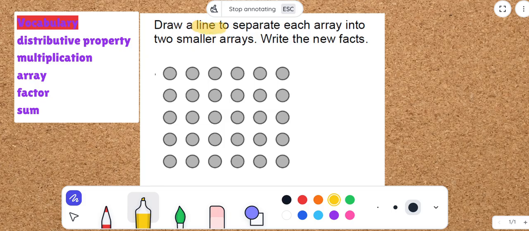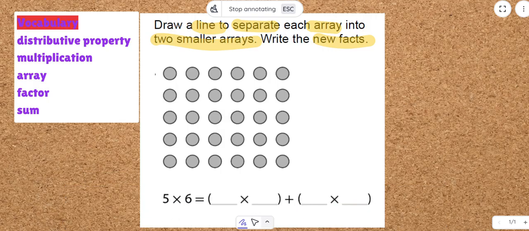So we're drawing a line. We are separating the array into two smaller arrays, and then we're going to be writing two new facts. Okay. All right. So it says 5 times 6. So blank times blank plus blank times blank. We can do this in all different types of ways. Everyone's probably not going to have the same answer. There are multiple answers. We just want to make sure that they understand the concept of it.